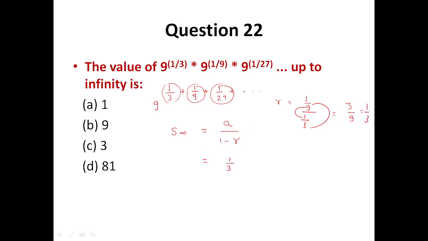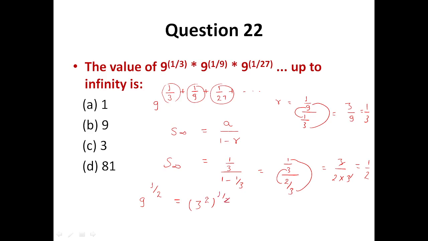And A is 1 by 3, so the sum is 1 by 3 upon 1 minus 1 by 3, which is equal to 1 by 3 upon 2 by 3. So 3 upon 2 into 3 is equal to 1 upon 2. So the infinite sum will be 1 upon 2. Now put the value of this sum, 1 upon 2, here. So you will get 3 to the power 2. We can write 9 as 3 to the power 2, to the power 1 by 2. 2 and 2 cancel out, you will get 3. So our correct answer is C.